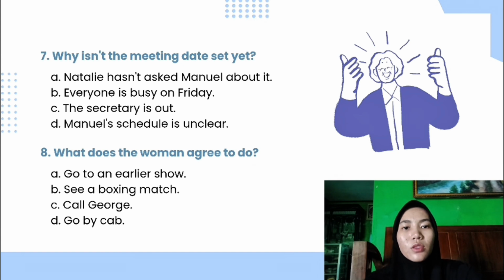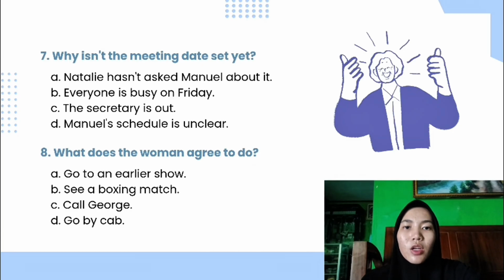A. Go to an earlier show. It's wrong because the woman asks about the time of the show, but they do not discuss going to an earlier show. And then B. See a boxing match. It's wrong too because there is no mention of a boxing match.